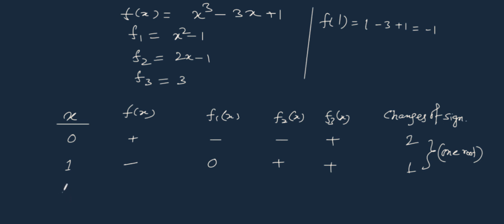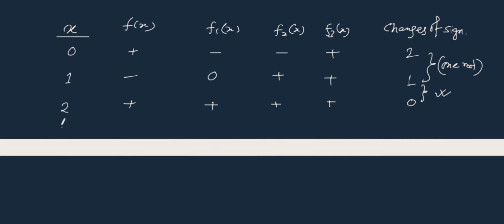Let's calculate x equals 2. So at x equals 2, f of 2 will get 8 minus 6 plus 1, and this is positive. So first one will be positive. F1, 2 square, 4 minus 1, 3, again positive. F2 is positive and F3 is always positive. So no changes, 0 changes. But the difference between 1 and 0 is 1, means there is an excess. So between 1 and 2, another root is there.